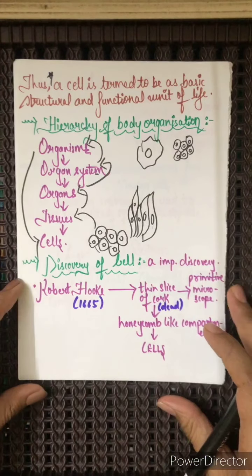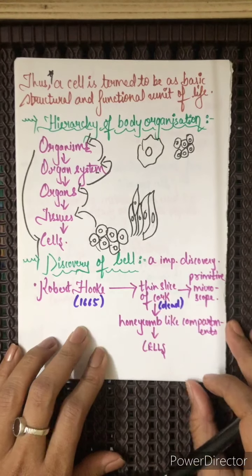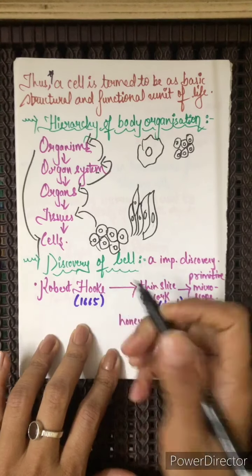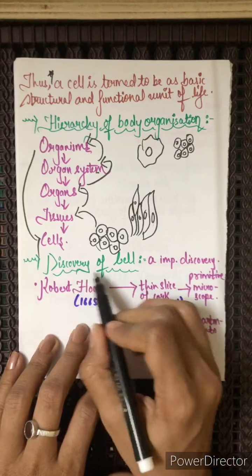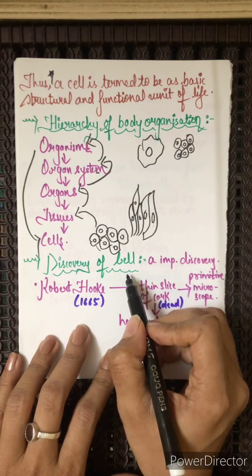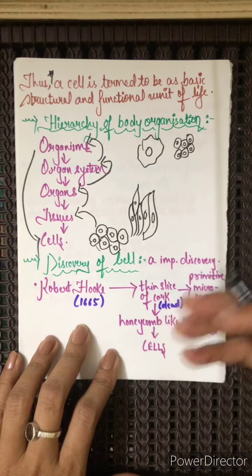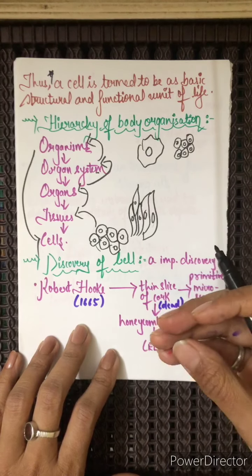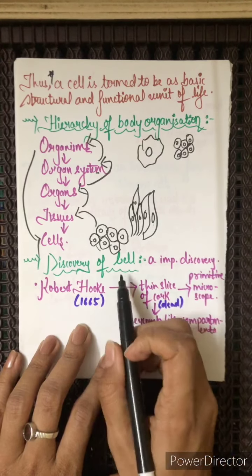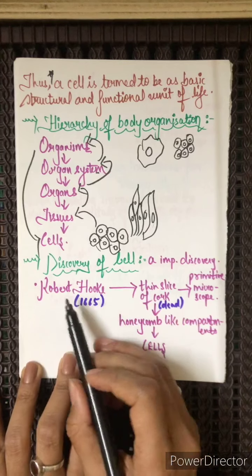Now, if we talk about the discovery of the cell, how the cell was discovered. This was a very important discovery for human beings, for medicine, for the agricultural part, and many other things. So, talking about the discovery of the cell, who discovered it?